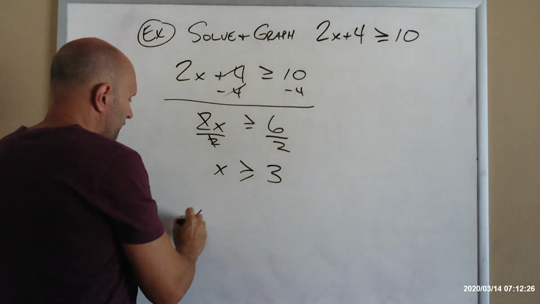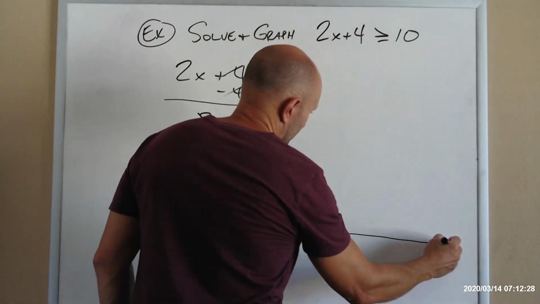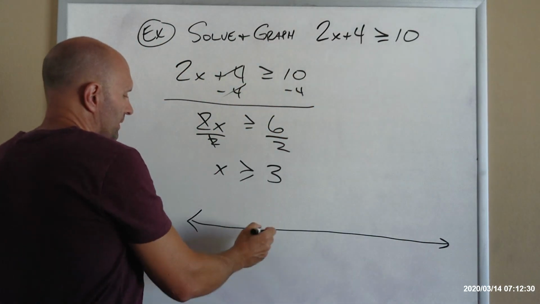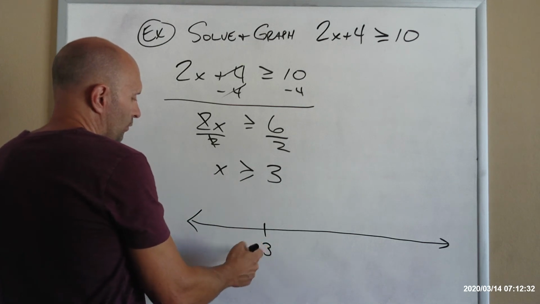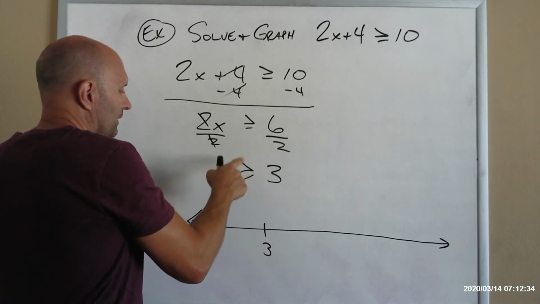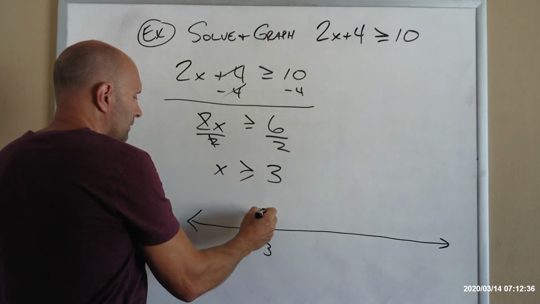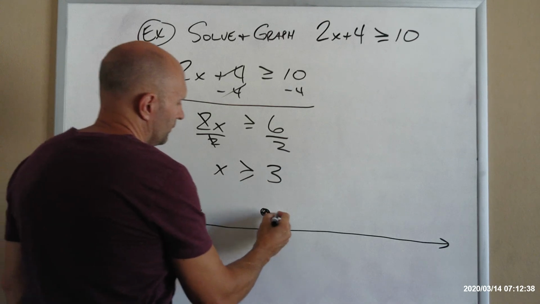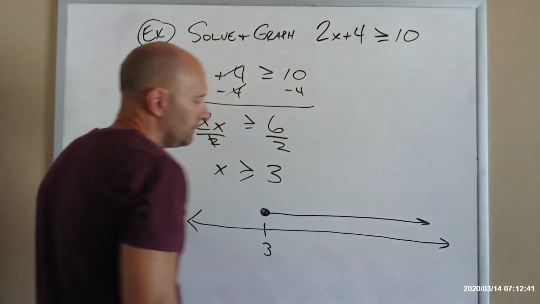So let me graph this. We already kind of did with our example, right? But it's at 3 is my point of importance here. Greater than or equal, so it's included. And because it's greater, it's everything going to infinity.